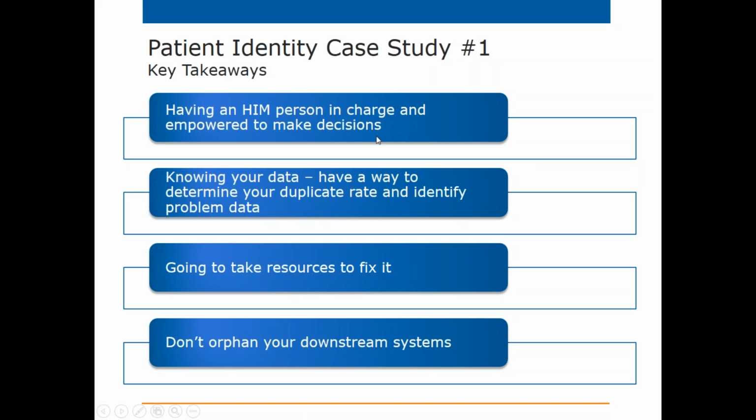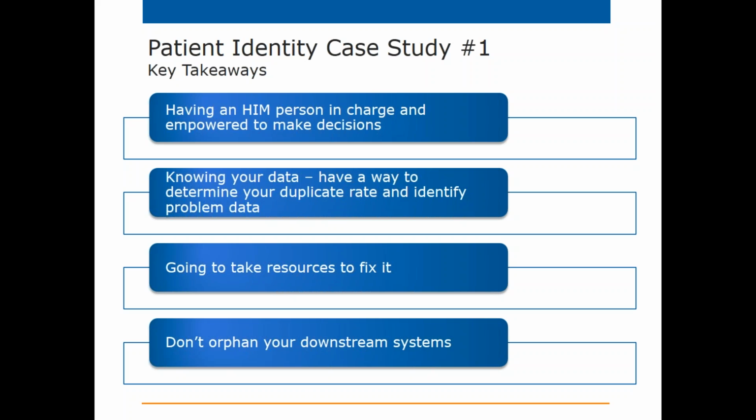So the key takeaways: having the HIM person in charge and empowered to make decisions on data kept the project moving. That was one thing that really helped us move forward in this project. Knowing your data: have a way to determine your duplicate rate and identify the problem. We analyzed the data for them. They knew what their duplicate rate was when they saw it all together. They didn't ever have that opportunity with the 3 disparate EMRs. Once we put all their data together and did analysis from an entity perspective, they were able to see and understand what their duplicate rate was. And they knew that it was going to take resources, so they had allocated those resources to fix it.